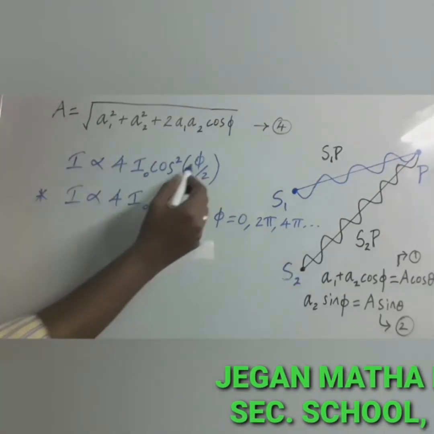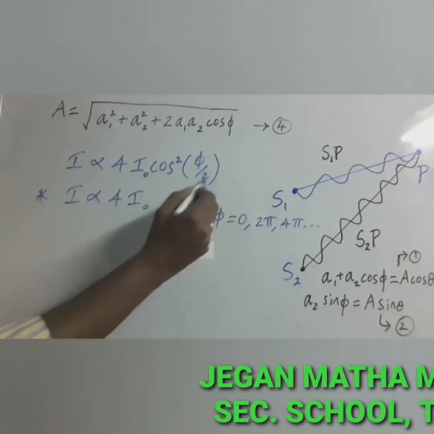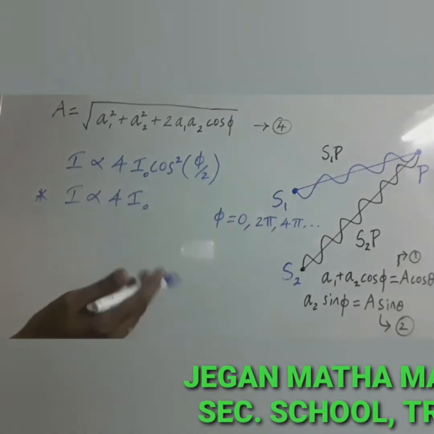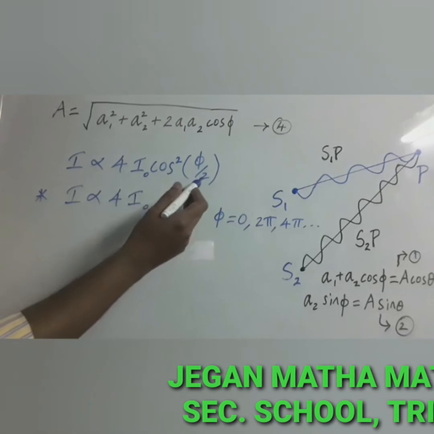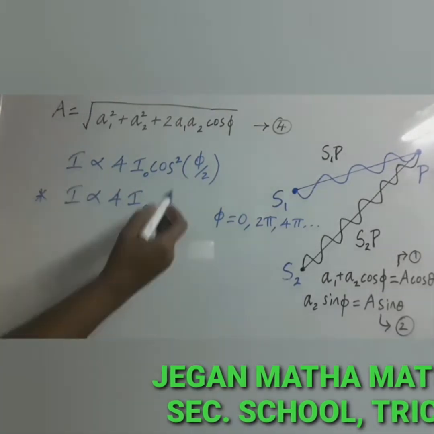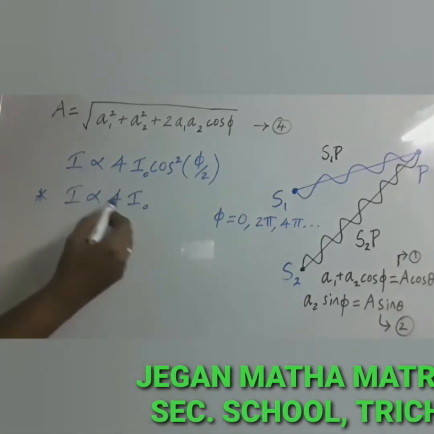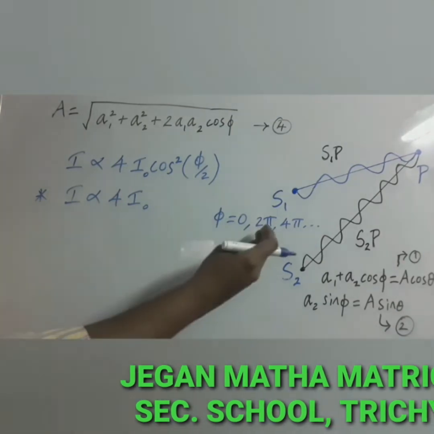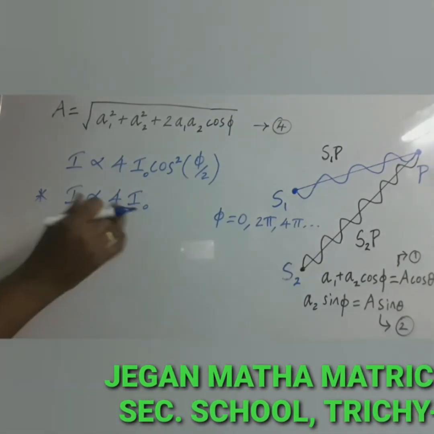4 pi can be substituted. 4 pi divided by 2 is equal to 2 pi. The actual value of cos 2 pi is 1. For that you are going to take the square. So there also you can get the maximum intensity. So these are the conditions to obtain the maximum intensity.